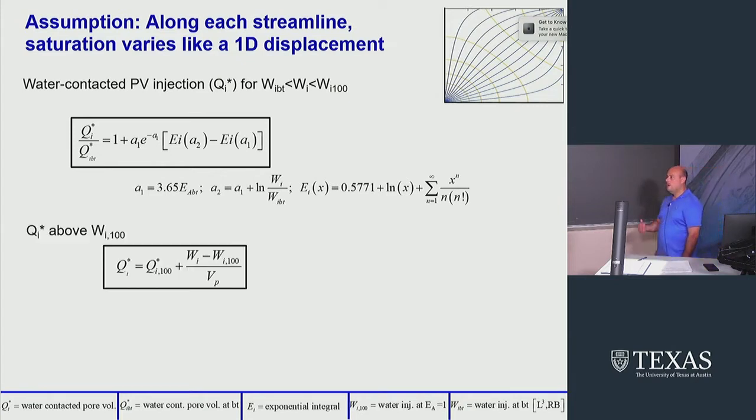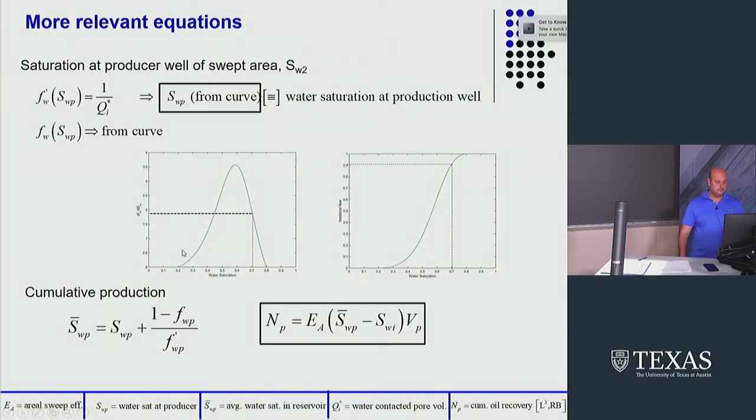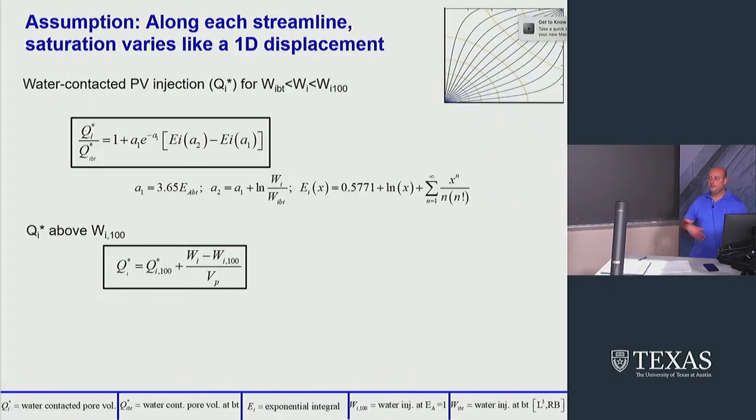If you've injected more water than 100% sweep efficiency, then we have this formula. Now this one's straightforward, but you do need QI star at 100, which means you need to use this formula to calculate QI star at 100 and then plug it in. Now that you have QI star, that's the dimensionless time, and we're making this assumption along a streamline, it varies like a one-dimensional displacement.